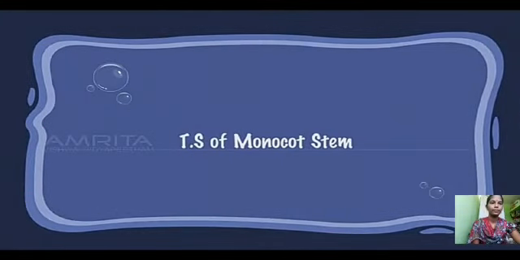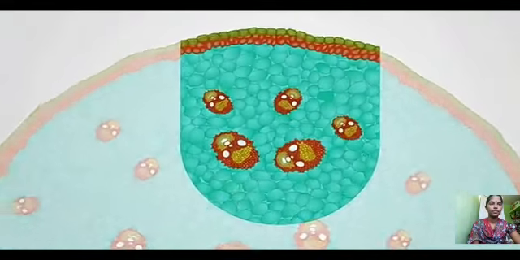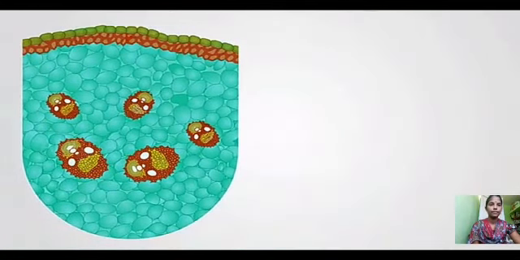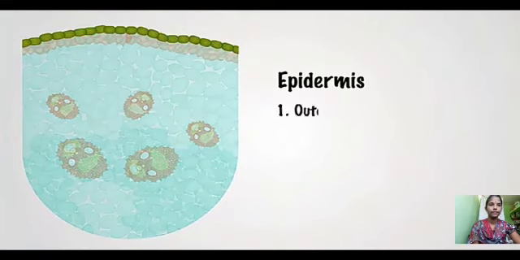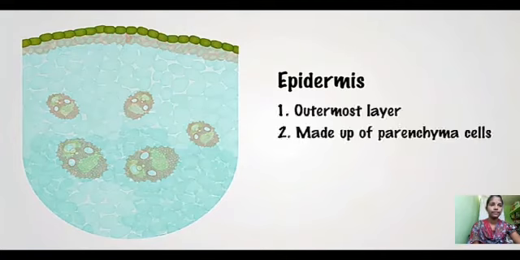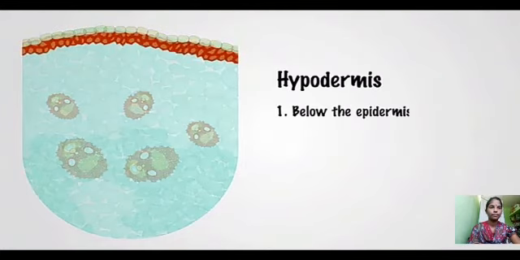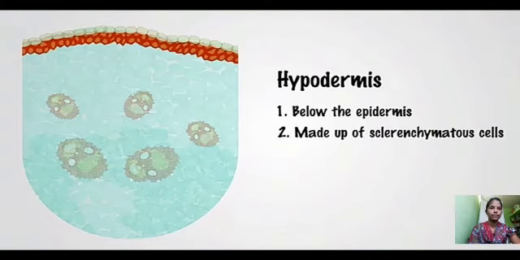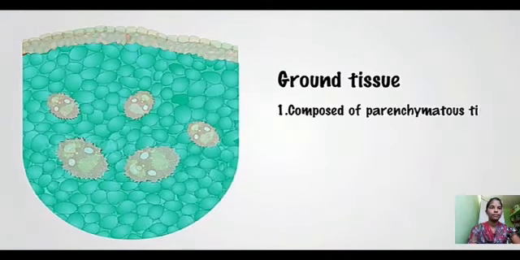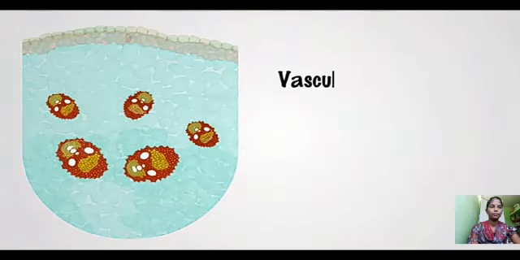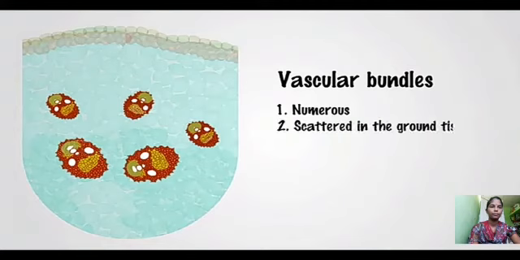TS of monocot stem. We can observe the TS of a monocot stem through the microscope. The monocot stem has an outermost layer made up of parenchyma cells known as epidermis. Below the epidermis lies the hypodermis and is made up of a few layers of sclerenchymatous cells. Ground tissue is composed of parenchymatous tissue and extends from hypodermis to the center. Endodermis is a single layer of parenchymatous cells that separates vascular tissue from cortex. The vascular bundles are numerous and scattered in the ground tissue.